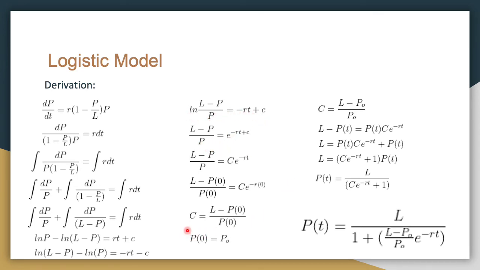And then again, you want to solve for C when you use t equals 0, and since p of 0 equals p naught again, that's what the C would equal. And then you finish solving for p of t, and then this is the resulting equation.